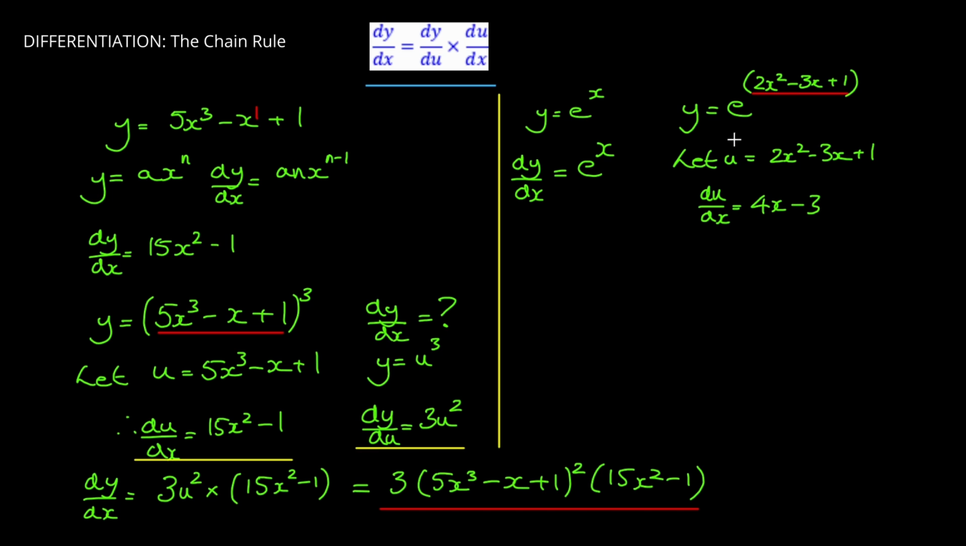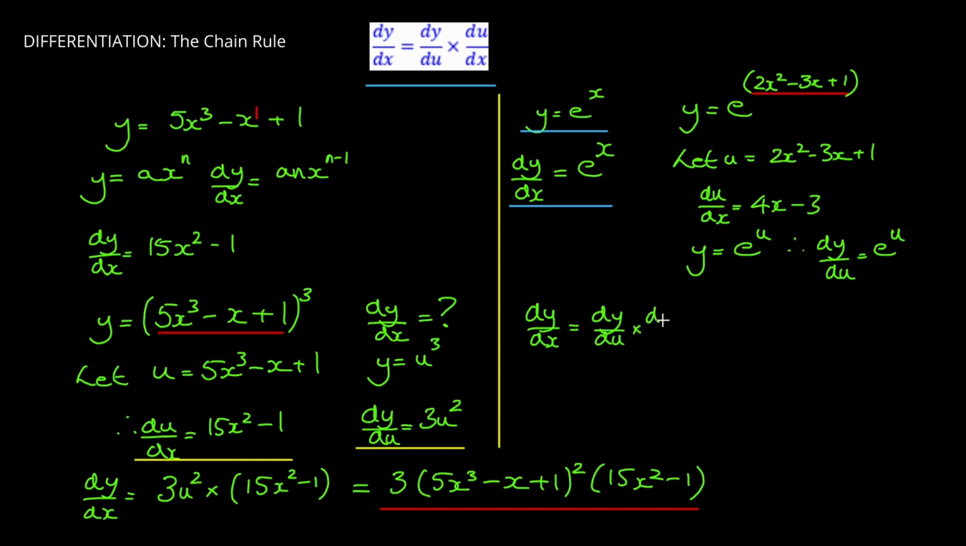Now we need to work out what dy du is. Well, because we've made the substitution, y is equal to e to the u. And therefore, dy du is equal to e to the u. That's employing exactly the same rule here, and all I've done is write a u instead of an x. So now let's use the chain rule. dy dx is equal to dy du multiplied by du dx. So therefore, in our case, dy dx is equal to dy du, which is e to the u.